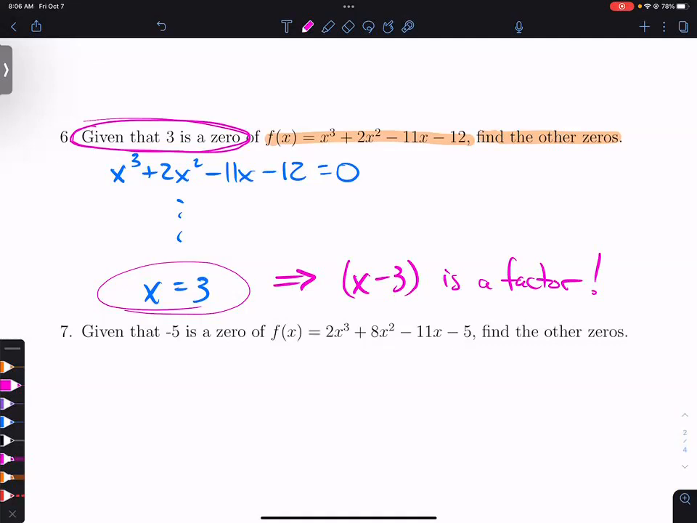What that tells us then is that if I can divide that factor out, what's going to be left is going to be lower in degree, lower in complexity, right? Specifically, this thing's degree 3. If I take out a linear factor, what's left behind is quadratic, and then we can solve that. So what we need to do first is divide by x minus 3.